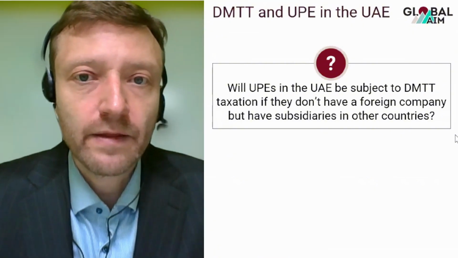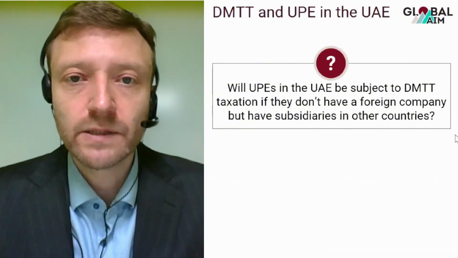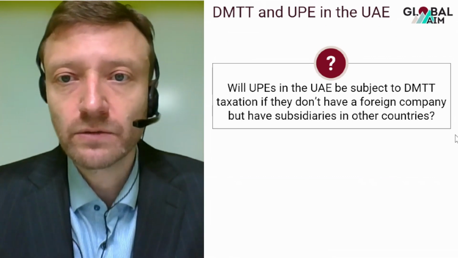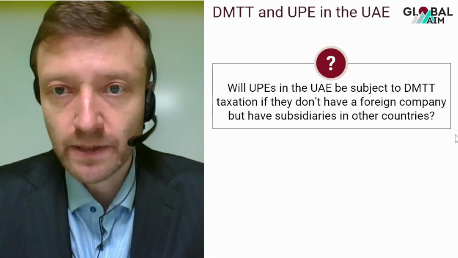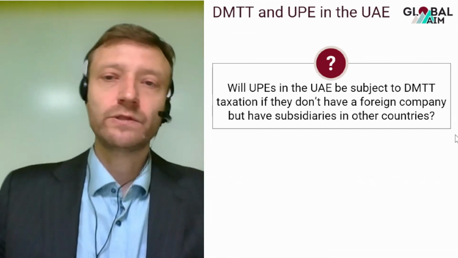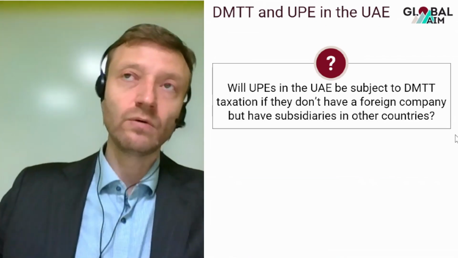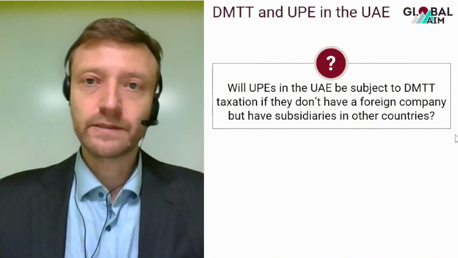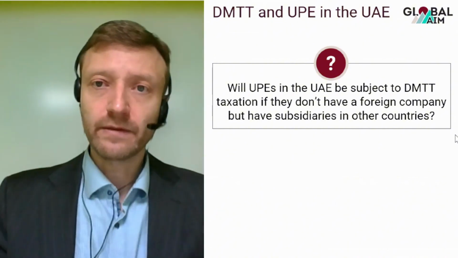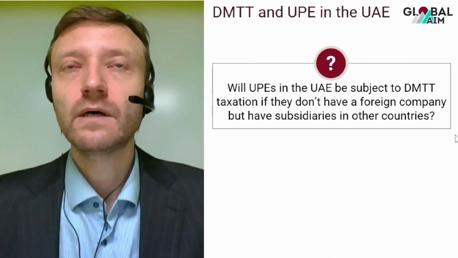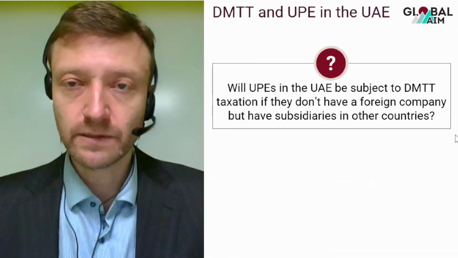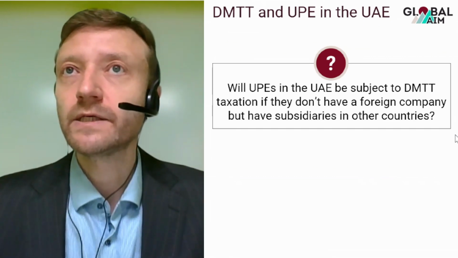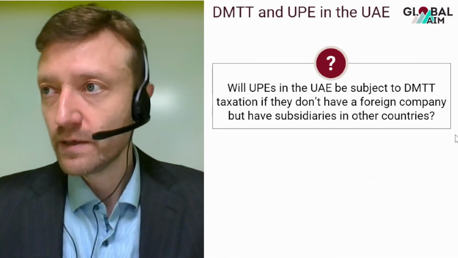And the next question: will the ultimate parent entity in the United Arab Emirates be subject to DMTT taxation if they don't have a foreign company but have subsidiaries in other countries? In the structure described here, there is a holding company, or owner of subsidiaries, in the United Arab Emirates. The holding company is in the UAE, while the subsidiaries are in other countries. I would assume that the ultimate parent entity in the UAE on the consolidated level exceeds the threshold, and the question is whether it is going to be subject to the DMTT rules.